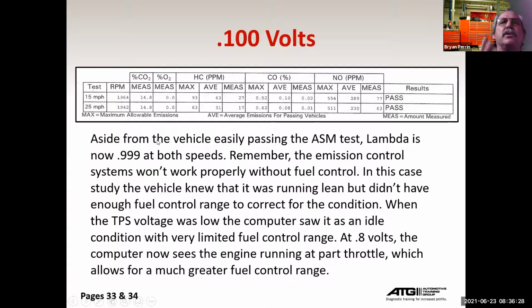What happened is the throttle position sensor, the computer saw it at idle and not part throttle, so it didn't have access to the speed and load cells that it can use at part throttle. And it was out of adjustment at idle. So a tenth of a volt was the difference between this car running clean and this car not running clean.